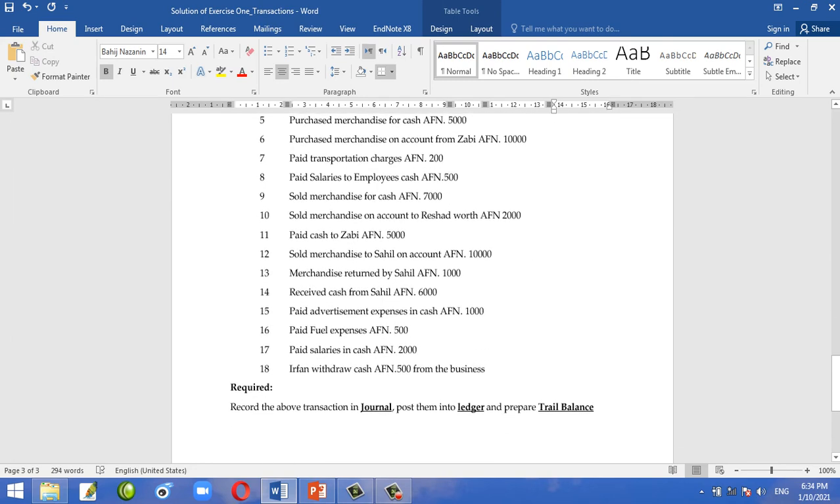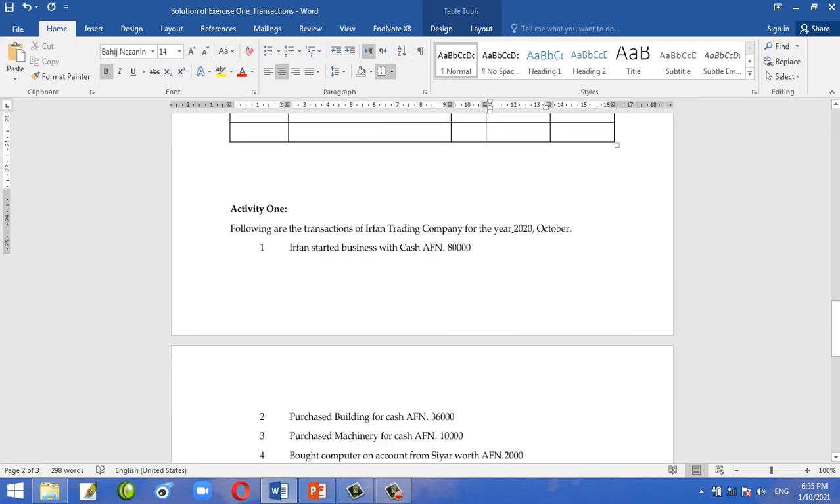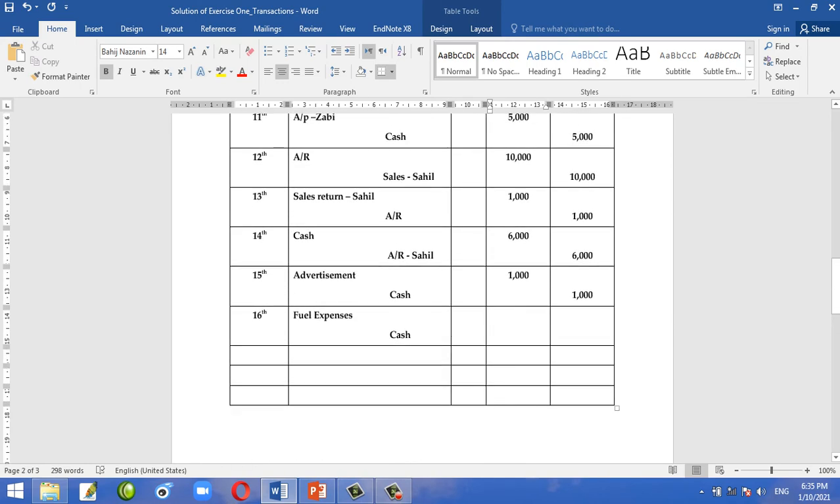Now come to the 16th one. Paid fuel expenses Afghanis 500. This is also a kind of expense in an organization. We can record that we have fuel expenses in the organization, and we have cash against this kind of expenses. That is worth of, I think it was 500 here. Worth of 500 is going for the fuel expenses.